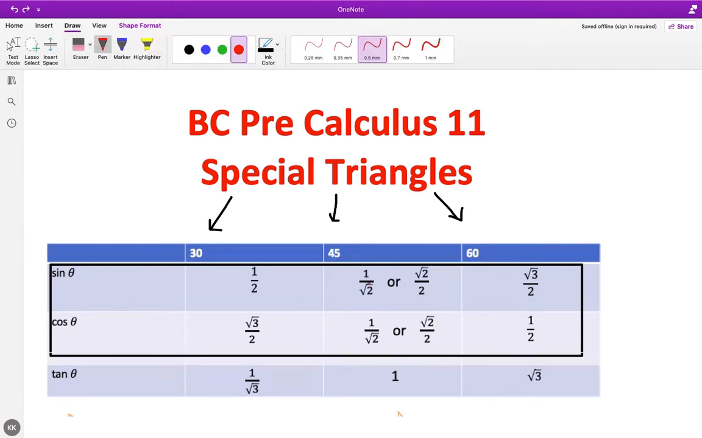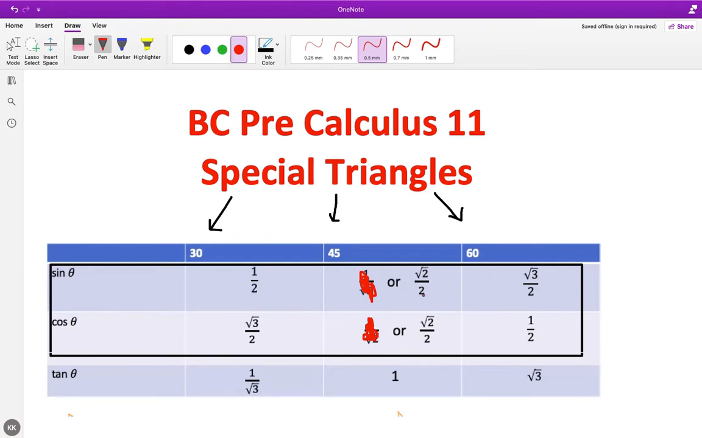So to make your life easier, I will cross out the 1 over root 2 and also 1 over root 2 in the sine and cosine position, because these are extra values. 1 over root 2 is actually identical to root 2 over 2, right?